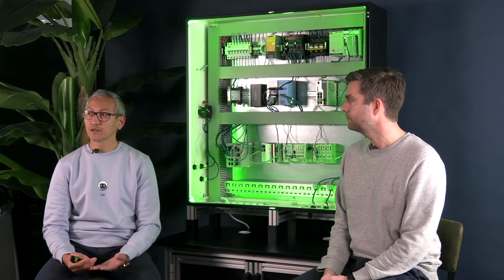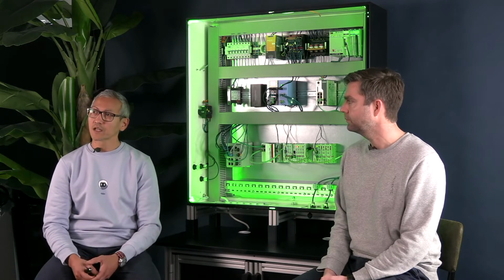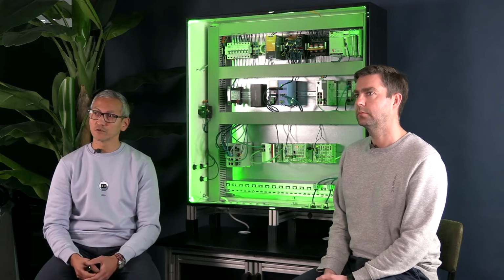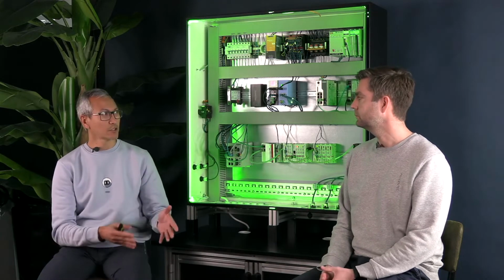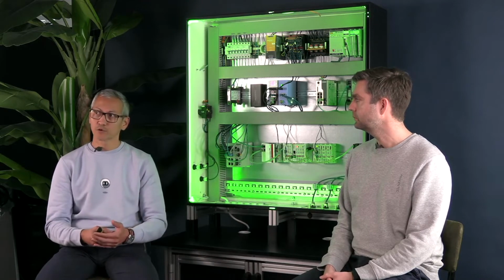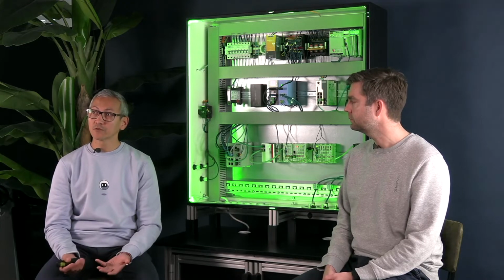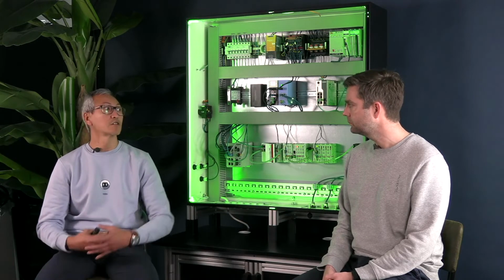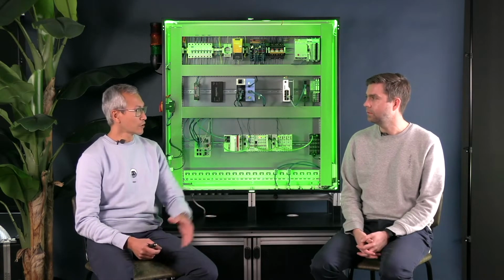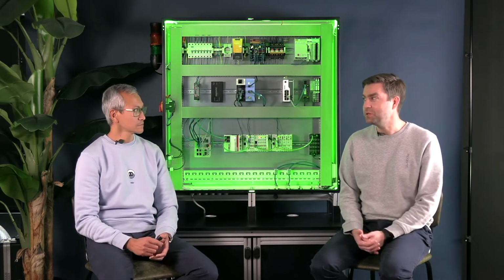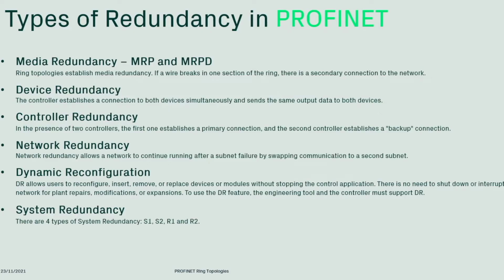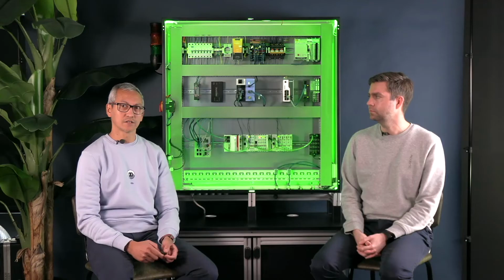You can have a device or a controller redundancy. With that, you have multiple devices, multiple controllers, but you need to configure those devices, so that takes more effort to implement. You have a network redundancy where you can have redundancy of the total network. But again, it takes more effort to implement. And I'm guessing that's quite expensive to have total network redundancy. The same counts for system redundancy. It's a type of device or controller redundancy, but it's more standardized systems.